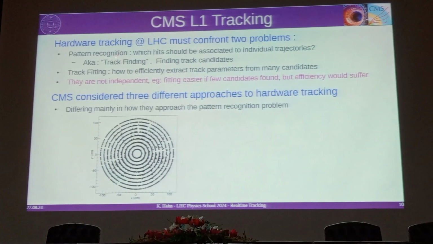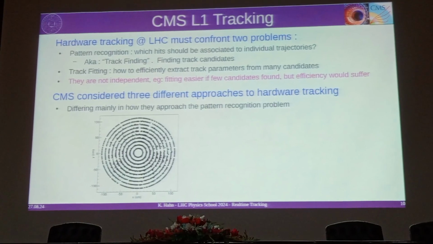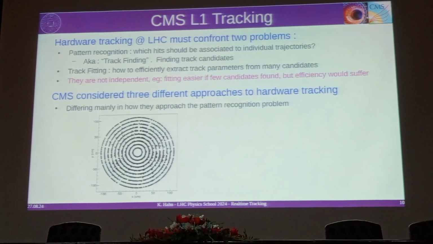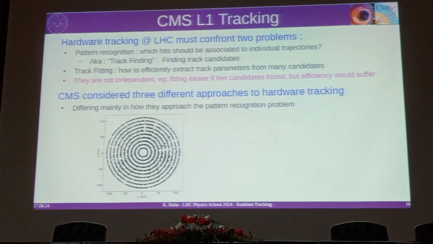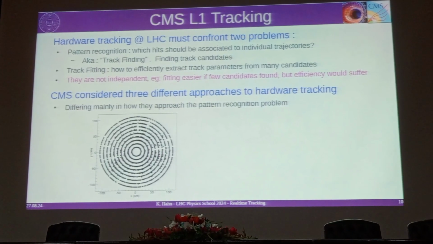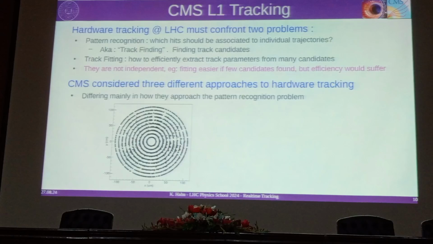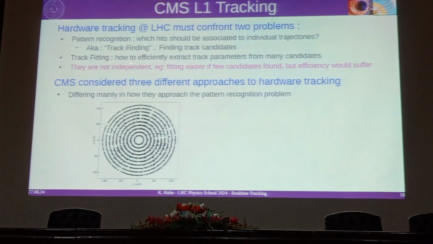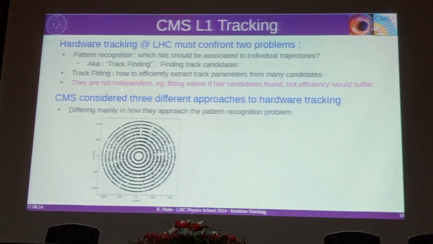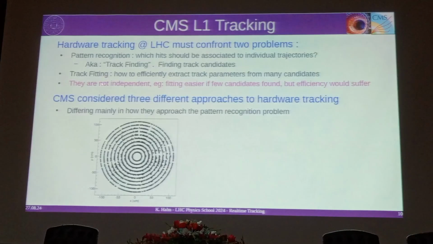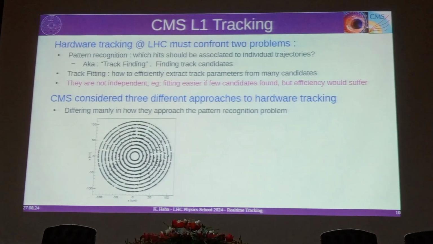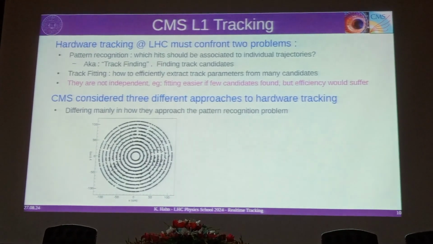This pattern recognition stage is also known as track finding, and essentially it just associates hits with track candidates. After that, you do the track fitting, which is the efficient extraction of track parameters from many candidates. These two steps aren't necessarily as independent as I've made them out to be here. Track fitting, in some sense, performs some residual pattern recognition as well.